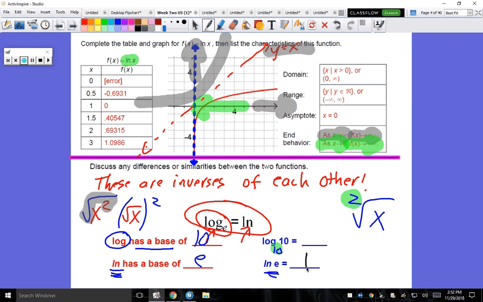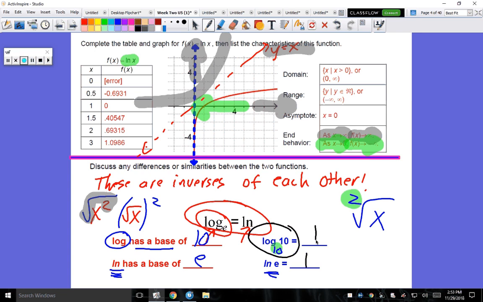What's another way that we could have known that this was 1? Some of you are like, duh. e and natural log are what of each other? Inverses, and they cancel to 1. Okay? So, this one's a little bit weird. What would that equal? It would equal 1 as well.